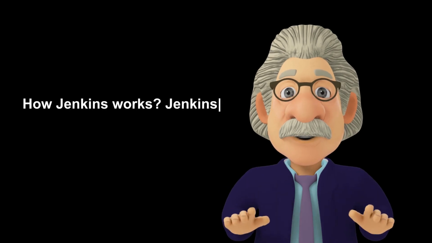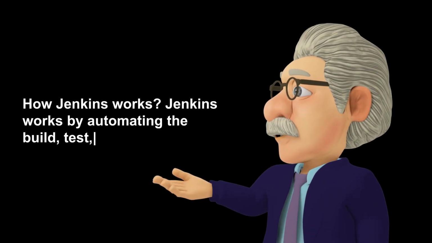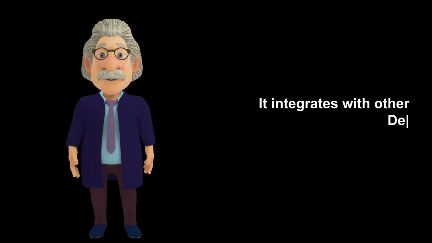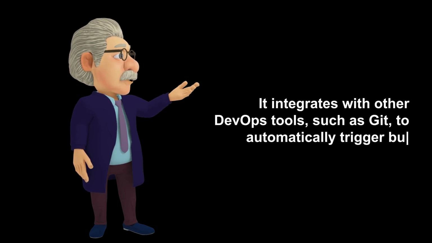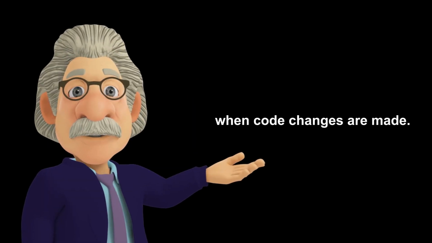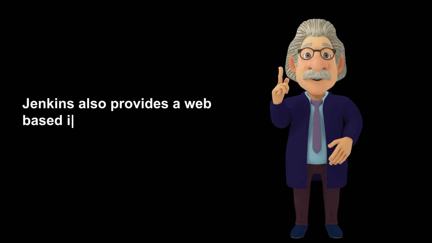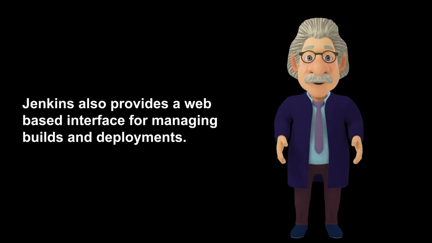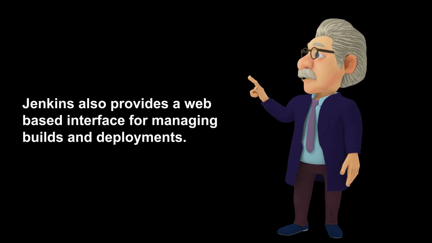How Jenkins works. Jenkins works by automating the build, test, and deployment process for applications. It integrates with other DevOps tools, such as Git, to automatically trigger builds when code changes are made. Jenkins also provides a web-based interface for managing builds and deployments.